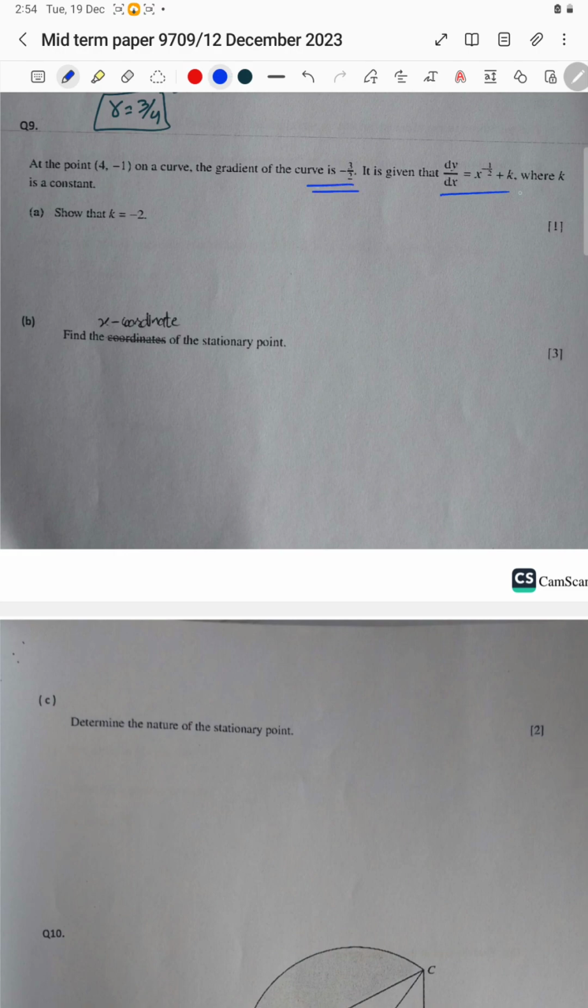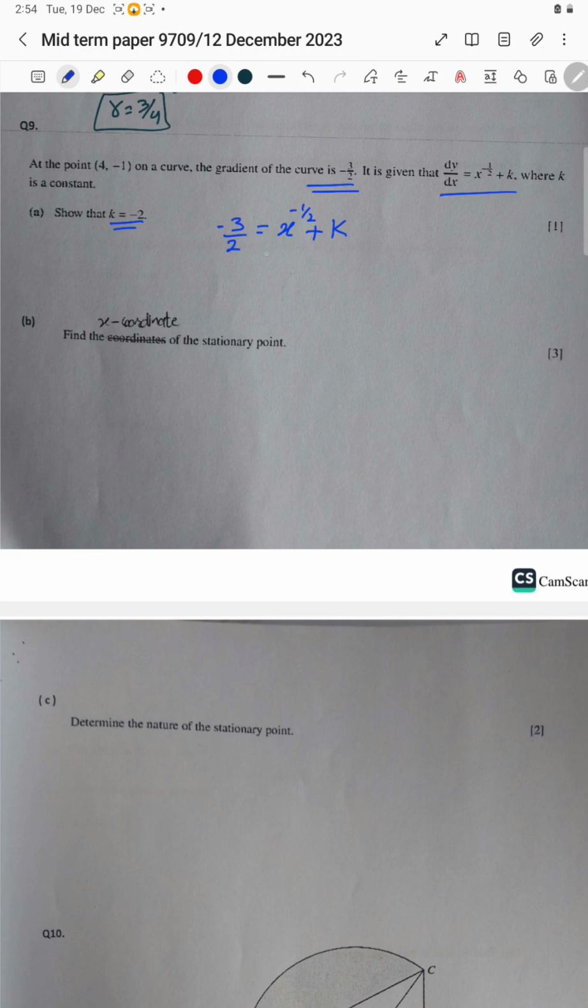Given that dy by dx is x power minus 1 by 2 plus k, where k is a constant, show that k is equal to minus 2. So it's a simple case. dy by dx represents the gradient, so I can write minus 3 by 2 equal to x power minus 1 by 2 plus k. It is a 1 mark question.